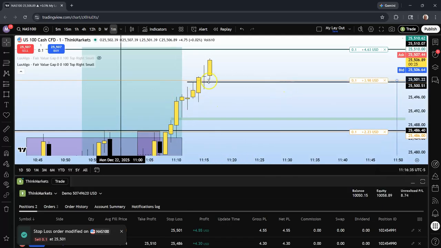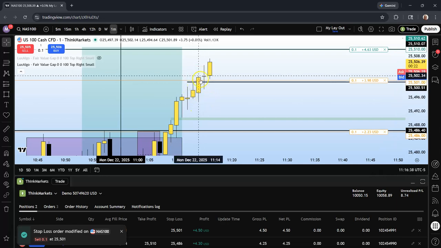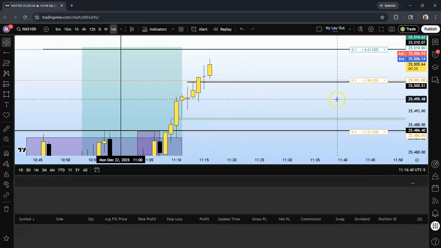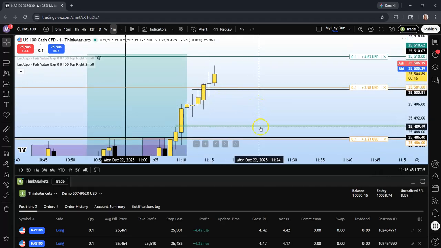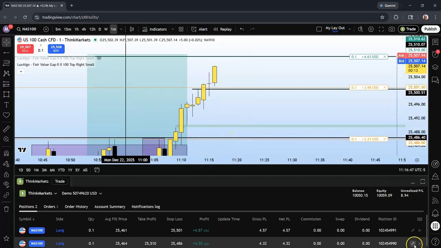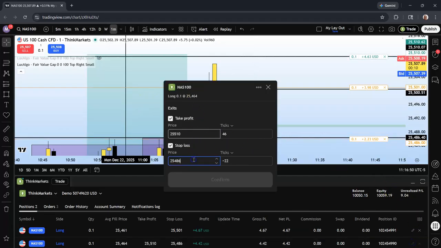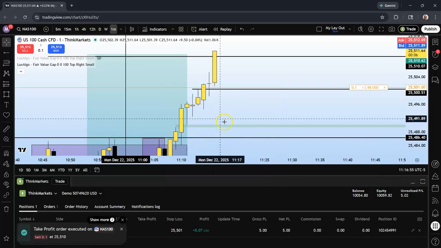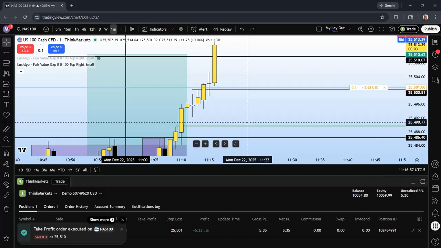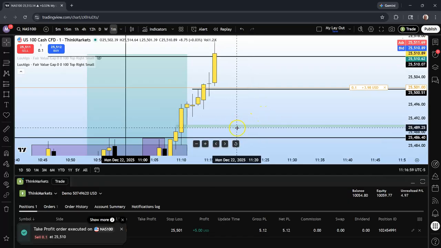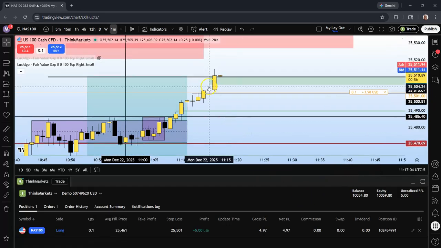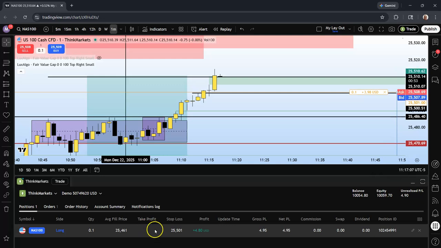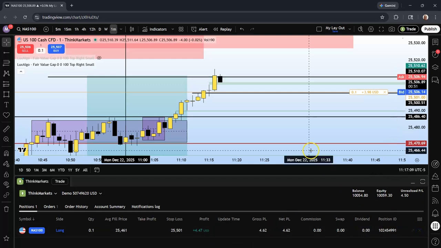And then we call this a trailing stop loss, okay? Because now that the market is giving me a hint that it wants to reverse with this doji candle, I can go ahead and move my stop losses underneath the winning trades. Okay, so there you go. TP hit on that one. Let's close this one out as well.